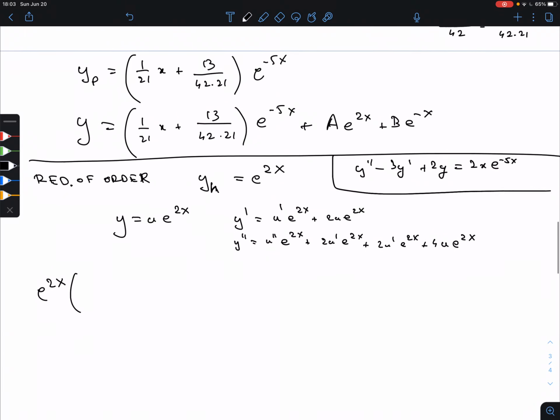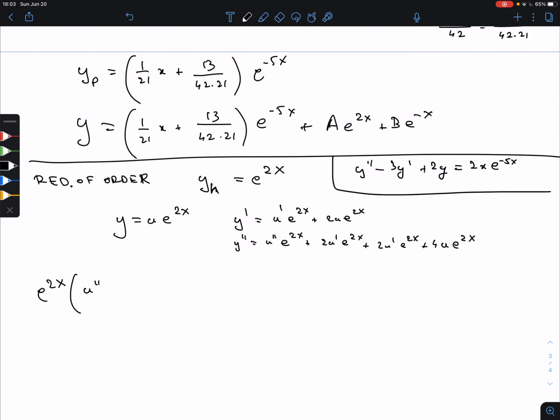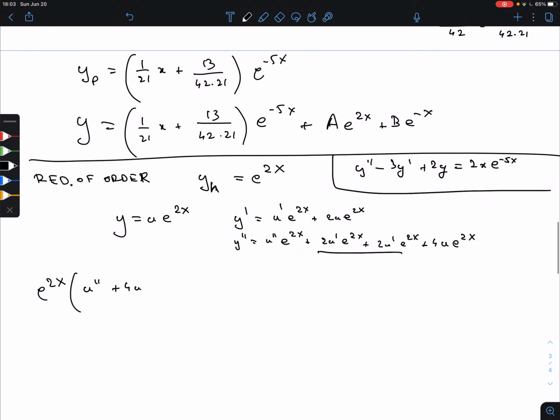Okay, so if I plug in y double prime, I get the u double prime. These two combined is a 4u prime plus 4u, then minus 3, so minus 3u prime minus 6u. You might say, we have done this already. Yeah, but there will be different numbers. The power was then minus 5x. Now there's different numbers on this side. It's a similar calculation, but different numbers. Plus 2 times y, that's 2u.